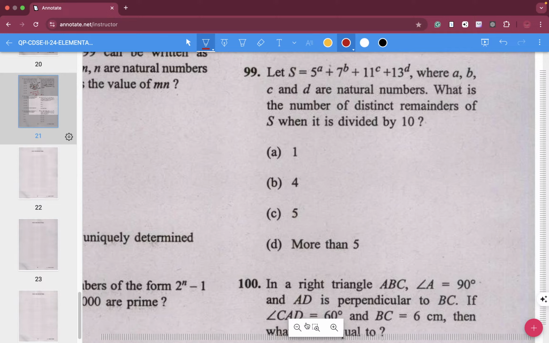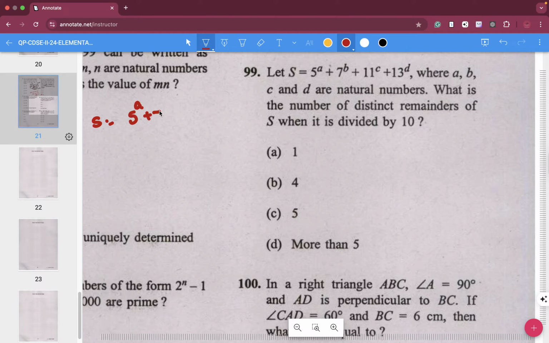Now let's move on to question number 99. S is equal to 5 raised to the power A plus 7 raised to the power B plus 11 raised to the power C plus 13 raised to the power D. What is the number of distinct remainders when S is divided by 10?